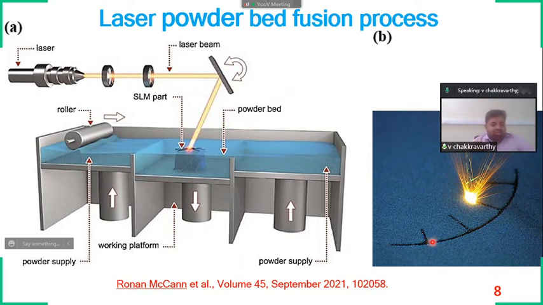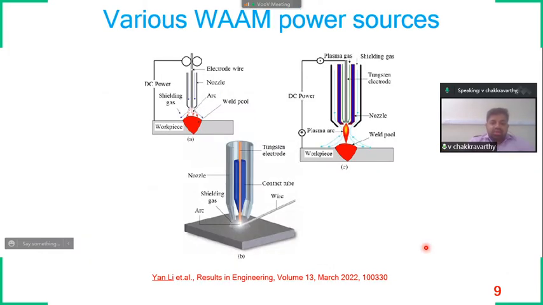Okay, so even if there are some zones where unfused powders are there, if you want to do sieving and reuse the powders, then those powders won't have as good a quality as the virgin powder. So this is one of the major drawbacks in laser powder bed fusion technologies. Okay, so in order to overcome such challenges, especially from the cost viewpoint, wire arc additive manufacturing technology has been developed.